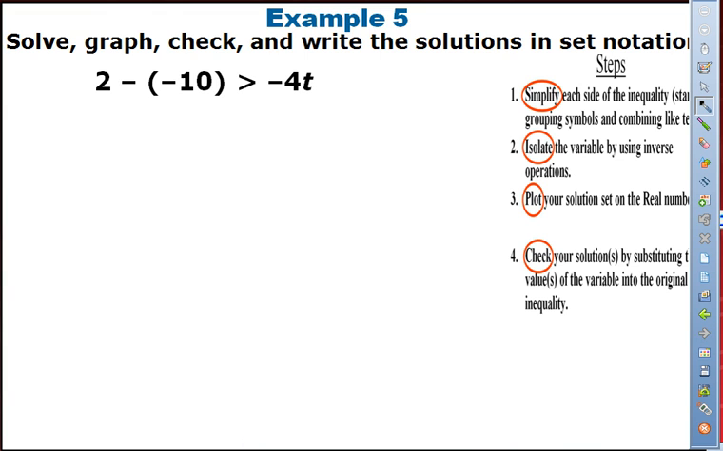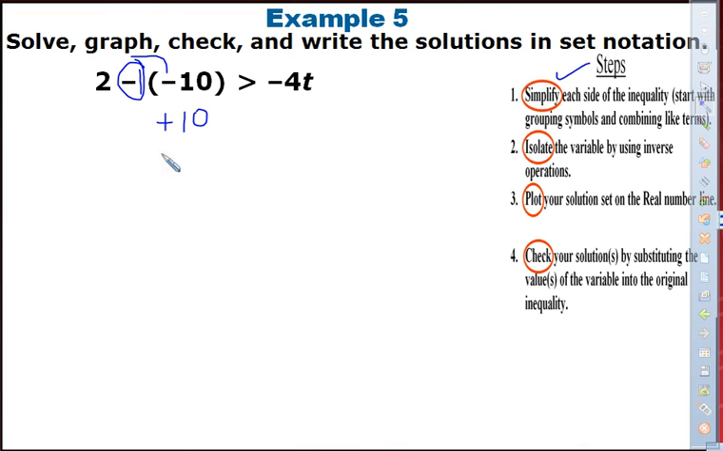Okay, let's do this one together. It says, step 1, simplify each side of the inequality. Start with grouping symbols. Here's a grouping symbol. What's the coefficient? Negative 1. So negative 1 times negative 10 becomes positive 10. We bring down the 2, the greater than, the negative 4, and the t. After grouping symbols, combine like terms. So 2 plus 10, that's 12, greater than negative 4t. So we're done with simplifying.